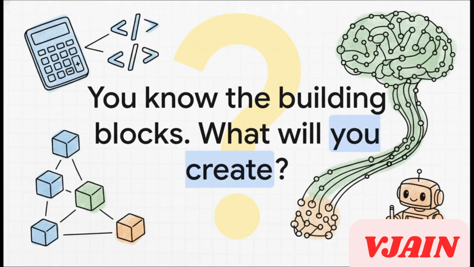Think about it. Every single Python program ever written, from the simplest script to the most complex AI, is built from these five simple groups of characters. They're like the Lego bricks of coding. So the real question is, now that you know what the bricks are, what are you going to build?